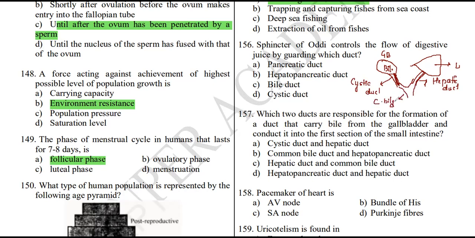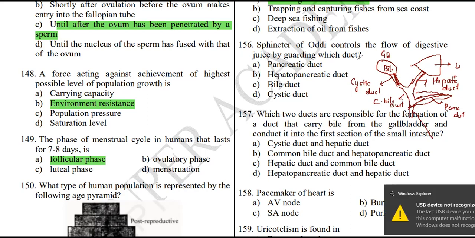Now there's a pancreas which is present here, and the pancreas also has a duct. This is called the pancreatic duct. Very important. This common bile duct and this pancreatic duct fuse together and make another duct, and this duct is called the hepatopancreatic duct.